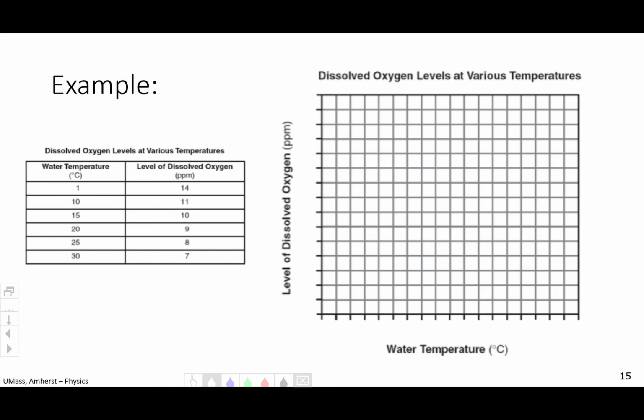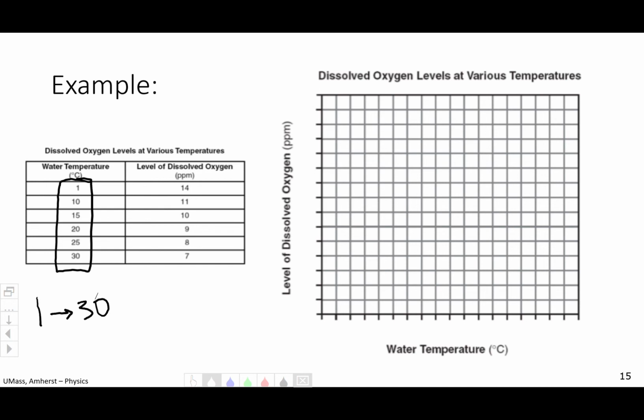But let's go ahead and look at this data. We're going to look first at the x-axis. What's our data span? We're going from 1 to 30. So let's count our boxes and see what we have. We have 1, 2, 3, 4, 5, 6, 7, 8, 9, 10, 11, 12, 13, 14, 15, 16, 17, 18. All right, we have 18 boxes. We don't have to use all of them. We should use most of them, though.